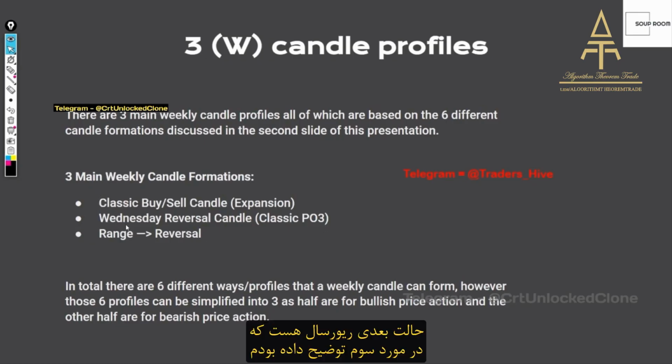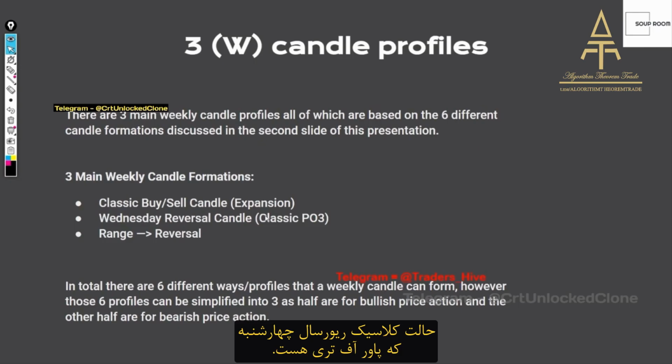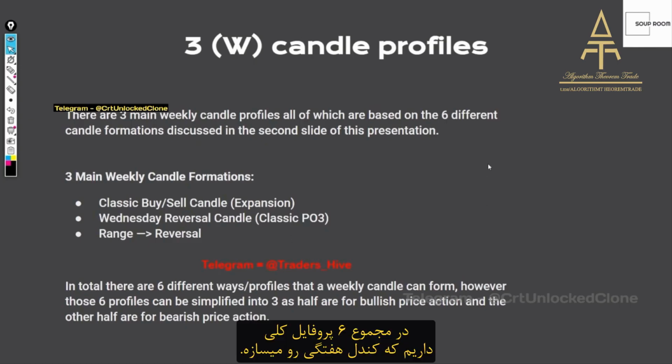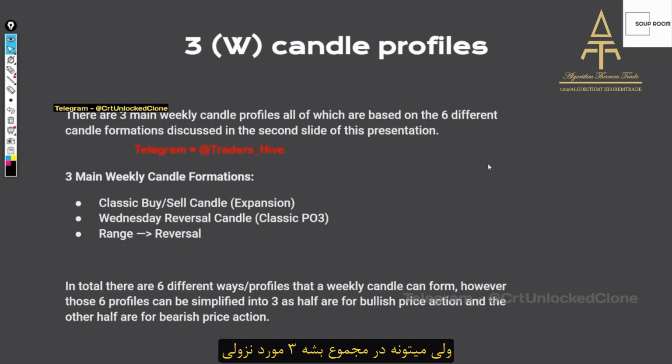The second would be a reversal candle. So this was the third candle category that we spoke about. Wednesday reversal candle, power of 3, classic. And of course, last but not least, a ranging candle. Range that leads to eventually a reversal. In total, there are 6 different ways or profiles that a weekly candle can form. However, those 6 profiles can be simplified into 3, as half are bullish and half are bearish.